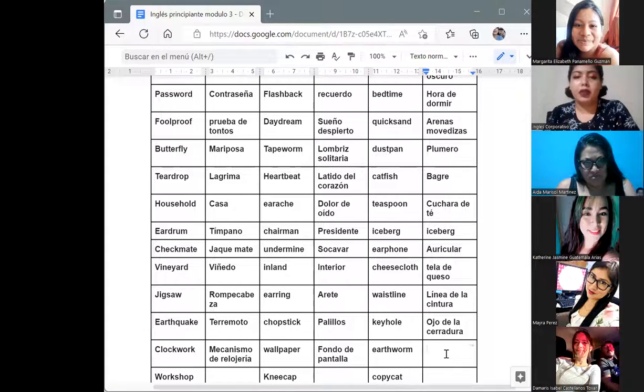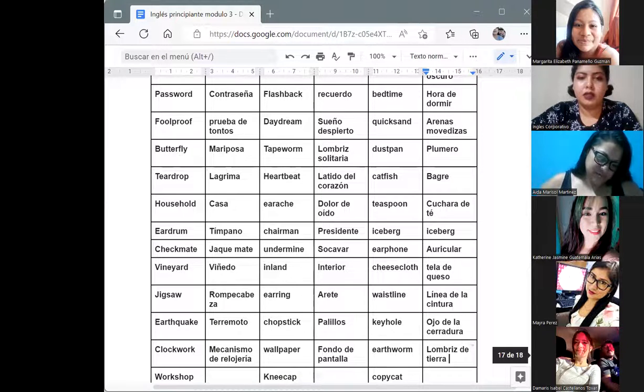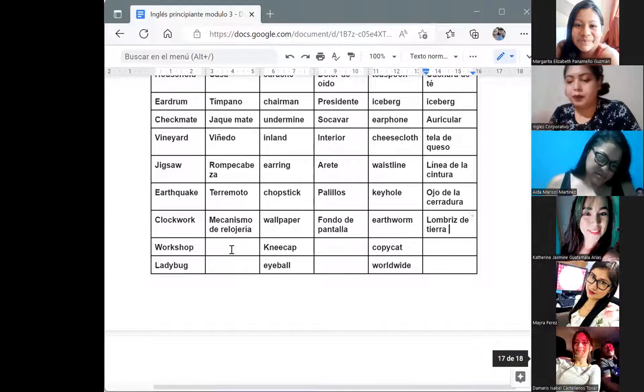Earthworm. We have una solitaria por ahí, pero in this case, the earthworm. Lombriz. ¿Es una lombriz de tierra? Uh-huh. Lombriz de tierra. Yeah, we have a lot of ones. Workshop. Taller. Yes, taller.